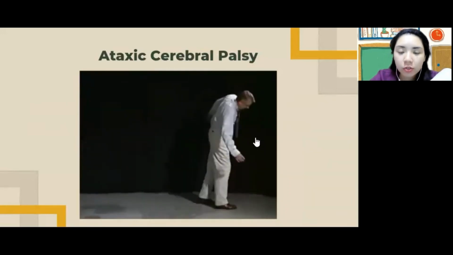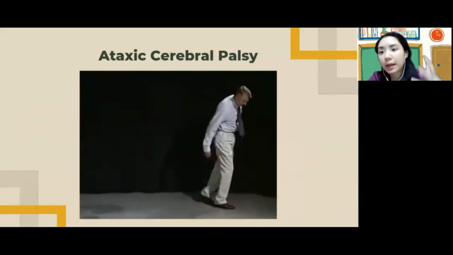Okay. So there you go. That is another example, no, of ataxic cerebral palsy, or how they are going to walk.